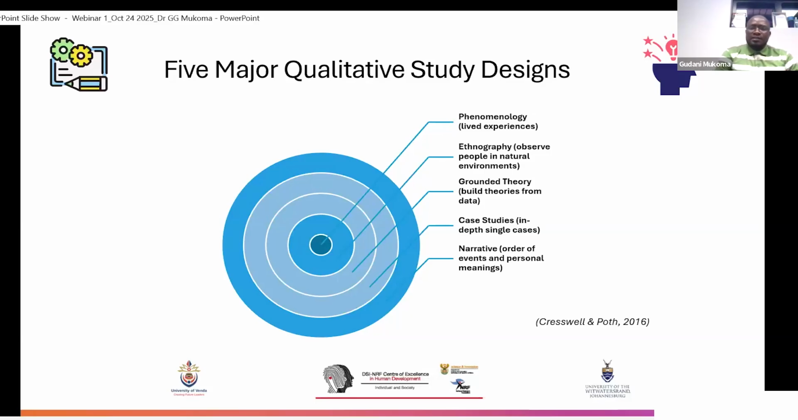And then the third design is grounded theory. So, as it says, grounded theory is all about building theories from data. So here, the aim is to develop a theory based on the data collected from the participants. And what happens is that researchers gather and analyze qualitative data to find patterns and relationships which help build a theoretical framework about a process or a phenomenon.